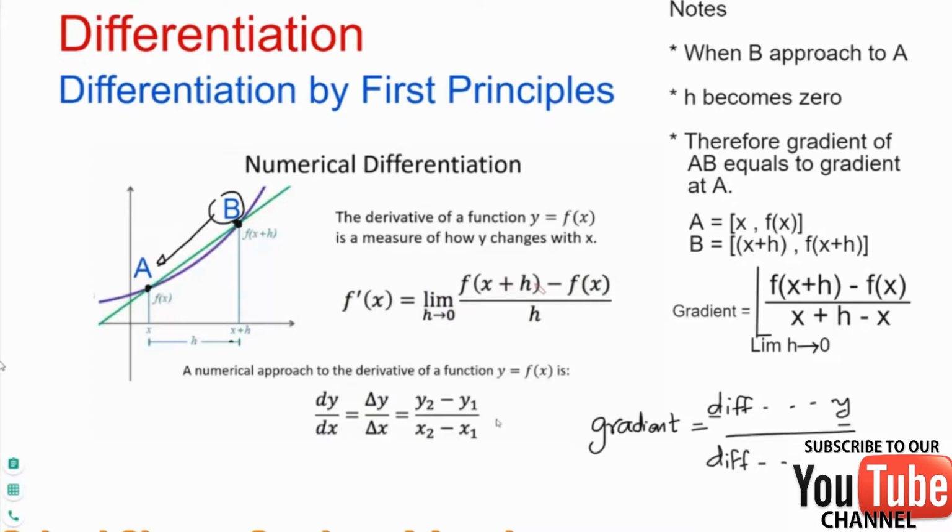So you need to understand that basic concept. Here I have written the notes. When B approaches A, h becomes very small, minimal. That means h becomes 0, and therefore the gradient of AB, the green line, equals the gradient at A. The assumption is that h is a small number, which is 0.